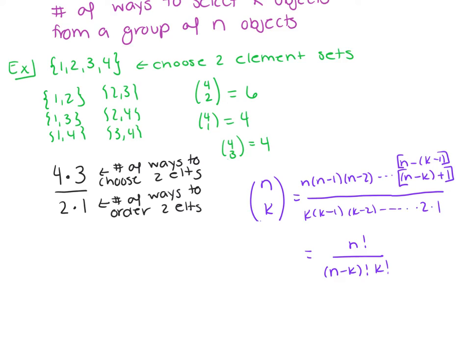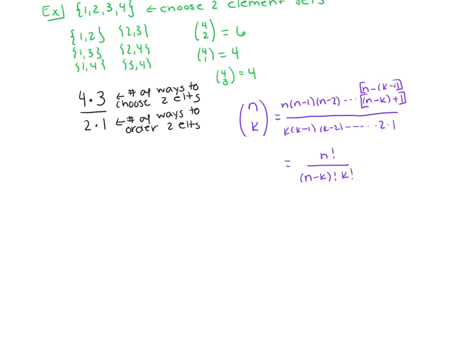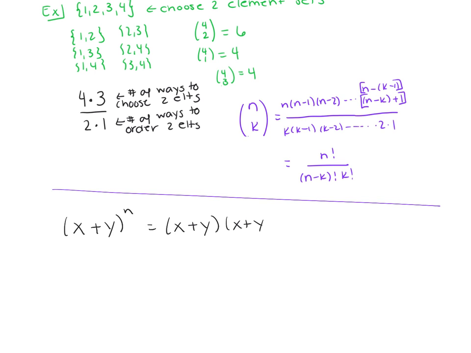Here's how. So now when I go back and talk about the binomial theorem, I have x plus y, n times. So I have n x plus y's. Okay. N times. Is this back to the binomial theorem? This is back to the binomial theorem, yeah. So now I have x plus y n times.